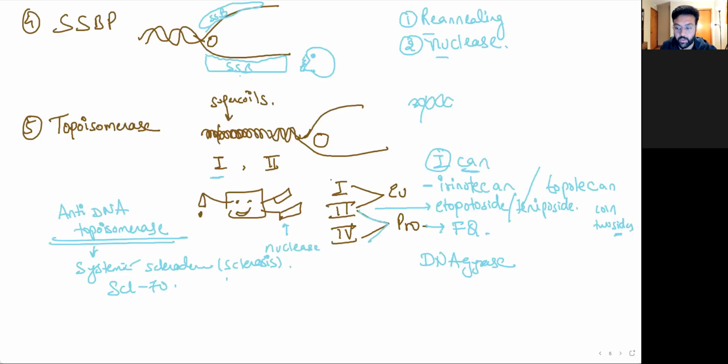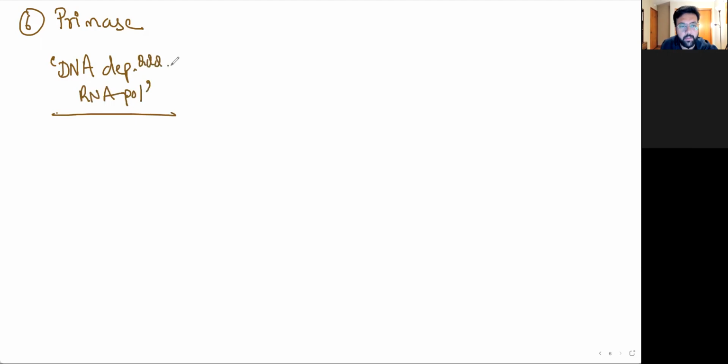Okay. And that's your next enzyme, which can bring RNA into DNA, enzyme number 6. And the name of that enzyme is primase. Wonderful. Now you have primase, which is making RNA from DNA. So the other name of this enzyme should be DNA dependent RNA polymerase. This is so high yield. DNA dependent RNA polymerase, that's the other name of primase. It utilizes the DNA strand and makes RNA.